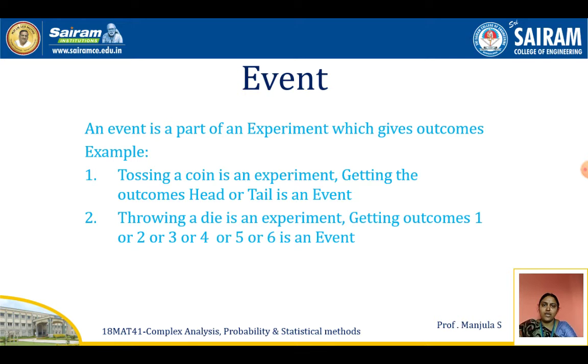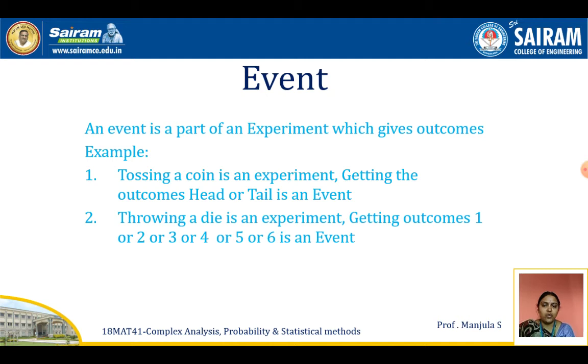Now the next definition is event. Event means our favorable outcome. Some event we assume. How can we define it in mathematics? An event is a part of an experiment which gives outcomes. For example, tossing a coin is an experiment, but getting the outcome head or tail is our event.